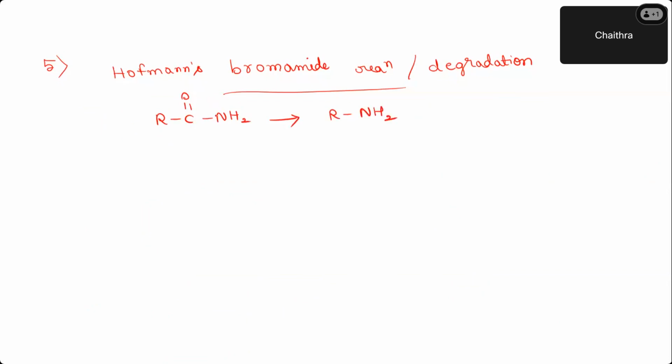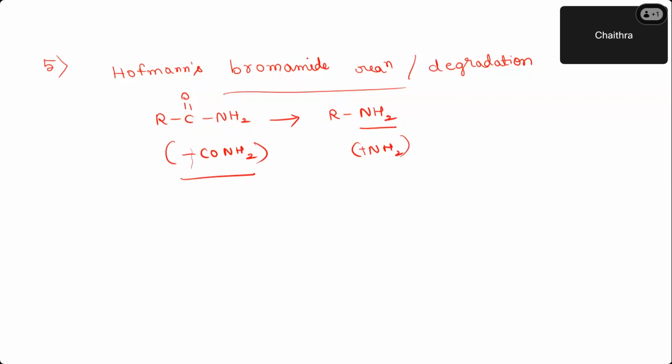In the earlier case, you took amide and reduced that C double bond O group to CH2 and made an amine. Now what am I doing? I'm removing a carbon atom. Amide means the CONH2 functional group will be there. I'll take this, but what will I make? I'll make amine. So I'm removing one carbon atom. Keep that in mind.